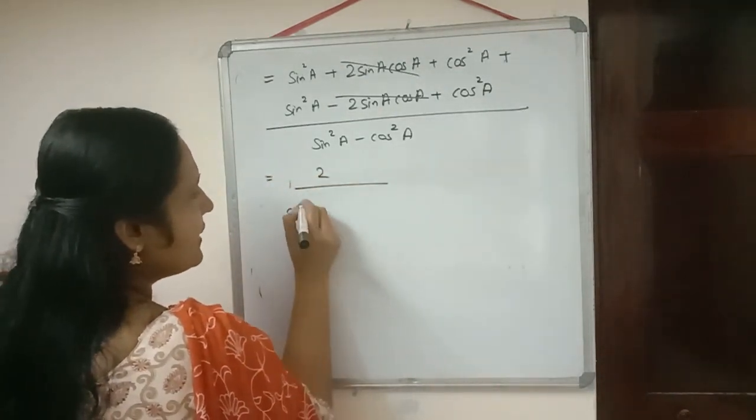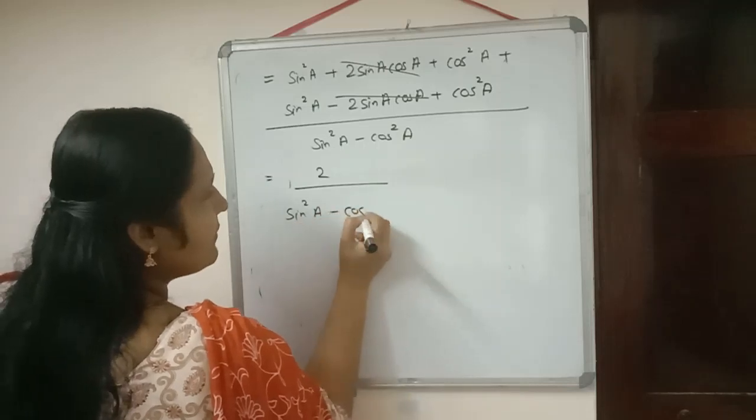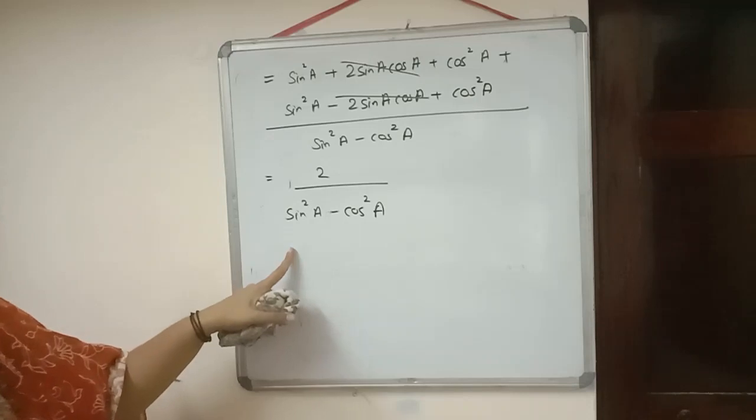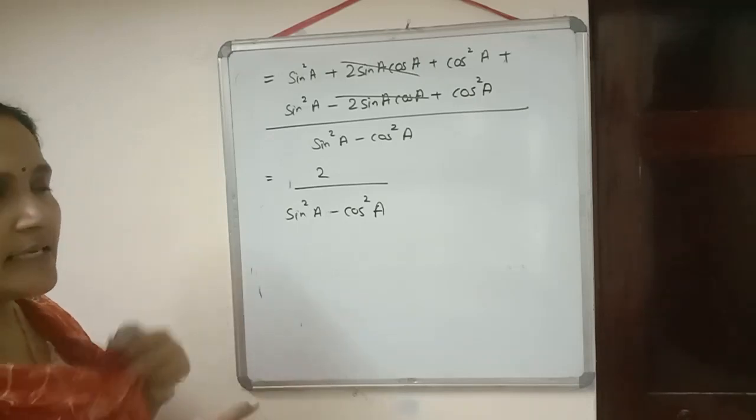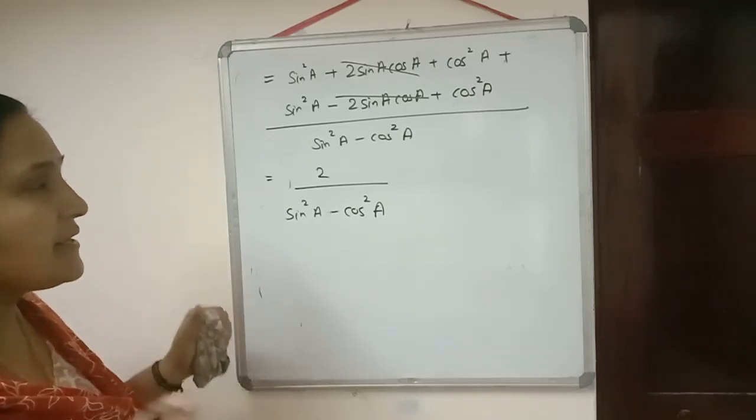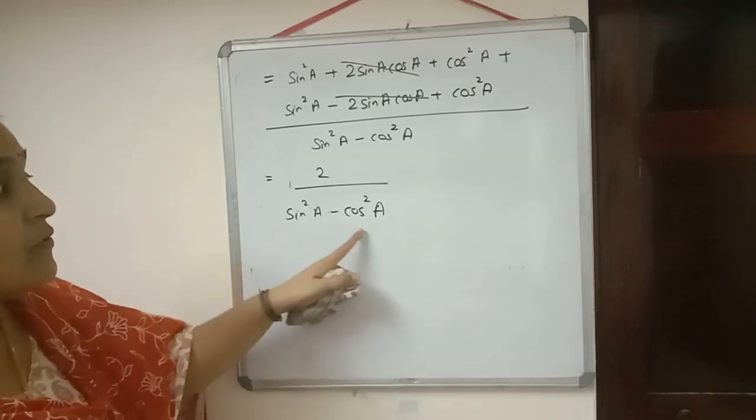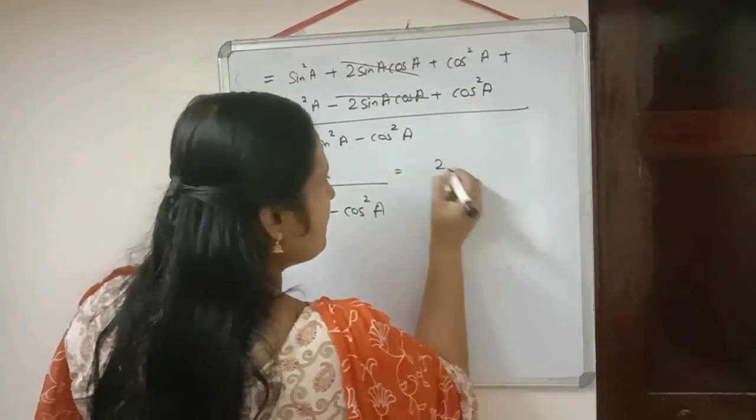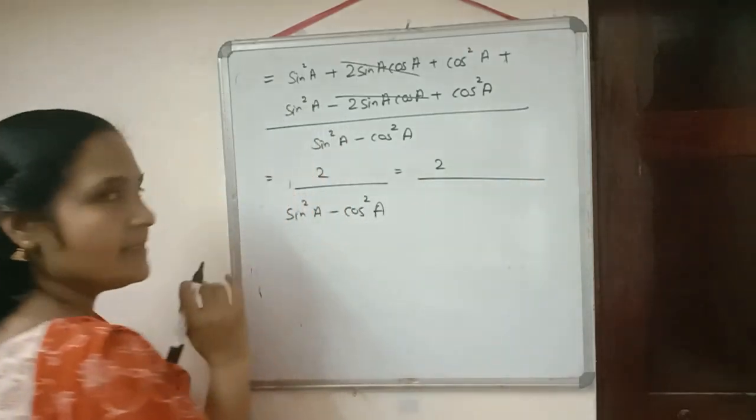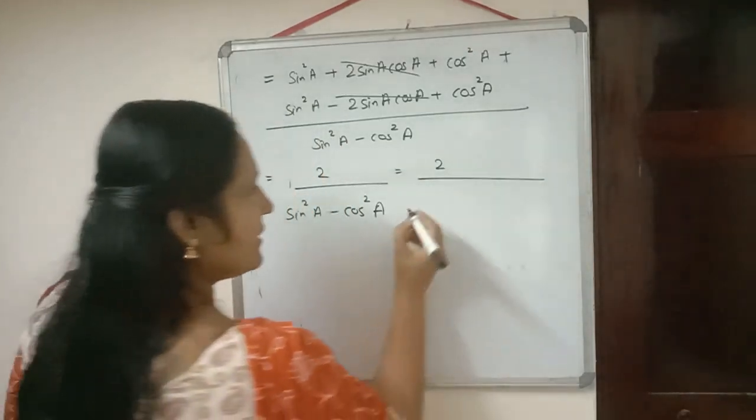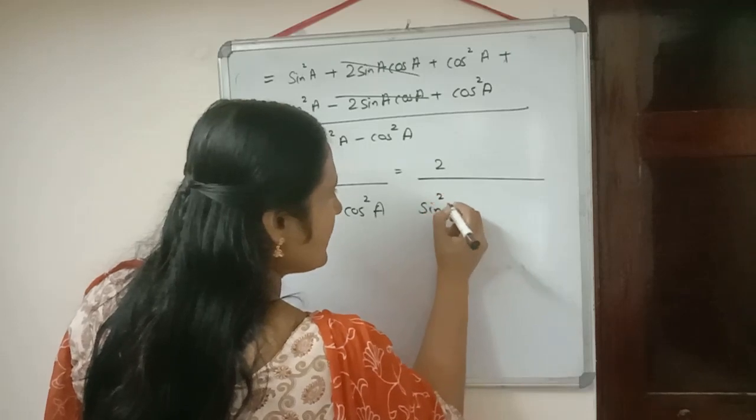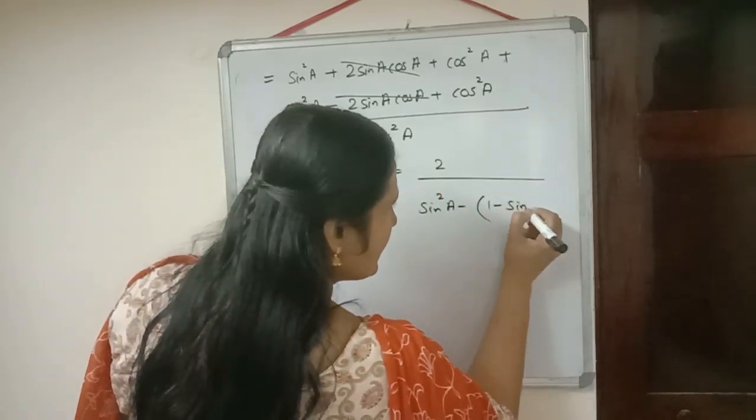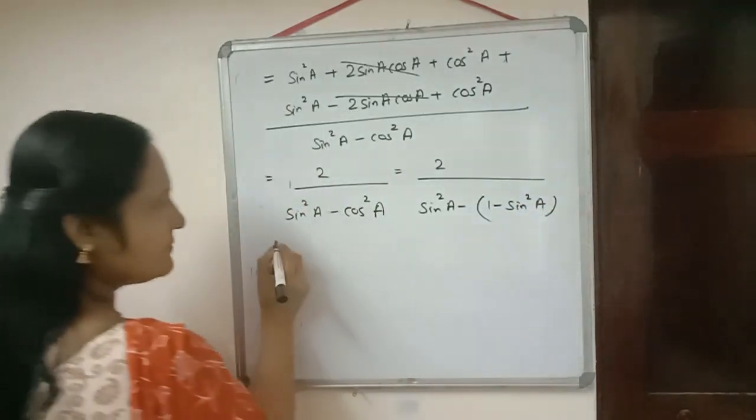So we are getting here 2 by sin square A minus cos square A. So the first part is over there. Now in the second part, just check, we want the term related to sin only. We don't want any cos square. So for that, we'll change that cos square A in terms of sin square A. Then how can we rewrite cos square A? Yes, it can be written as 1 minus sin square A.